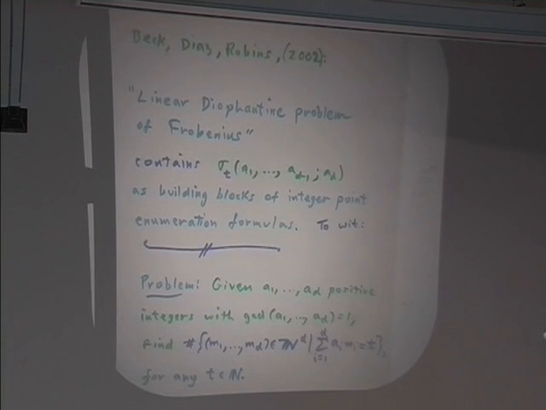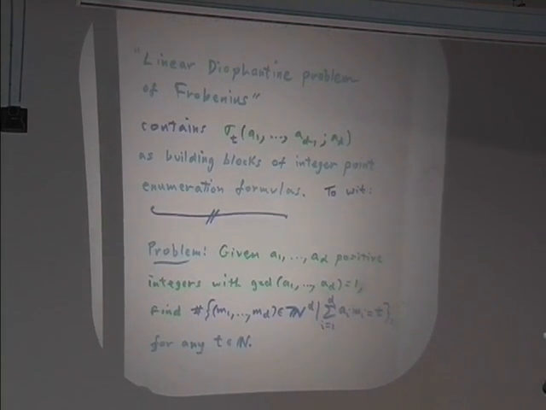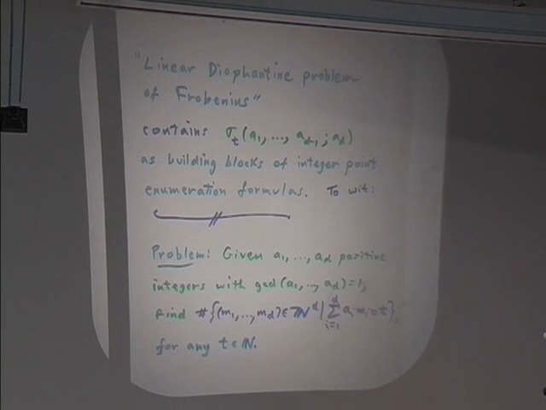And then in a paper that I wrote with Matthias and with Ricardo, 2002, Linear Diophantine Problem of Frobenius, the same functions appear in a so-called coin exchange problem. So this is yet a different direction where the same objects appear.